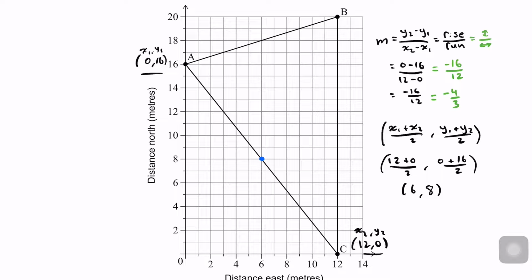So we've got the midpoint, we've got the slope, and how can we use that to find the point that is going to be an equal distance away from A, B, and C? We can guess that it might be somewhere around here, I suppose, that would be an equal distance from each of these. But how can we make sense of that?